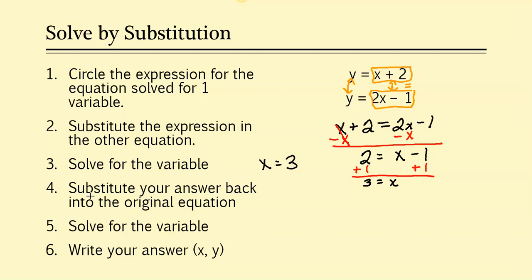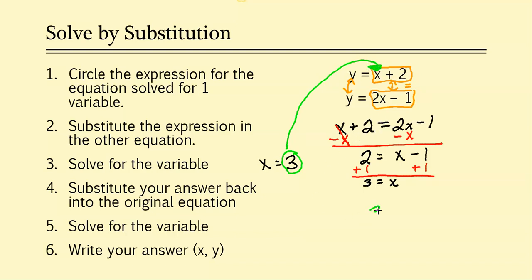Now, step 4 says substitute your answer back into the original equation. Here's the truth of the matter: it doesn't matter this time which one of the two you put it in. So go with the one that looks like it's going to give you less work. Notice here my x has to be multiplied and then subtracted, but over here it only has to be added. So I'm going to make the choice to substitute that 3 back into this one right here, just because it makes a little less work.